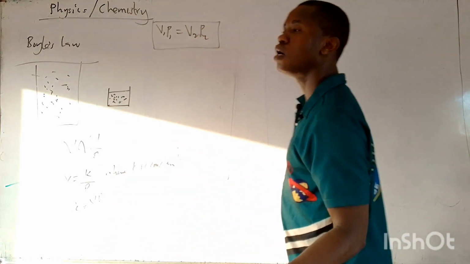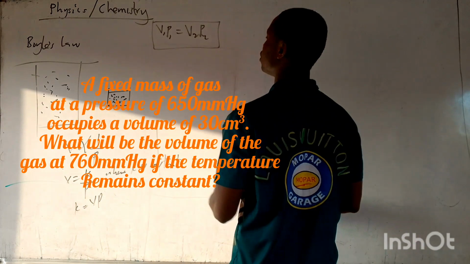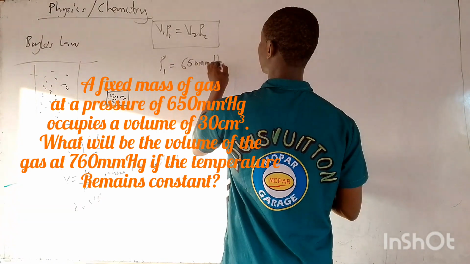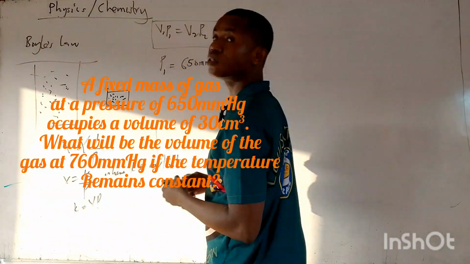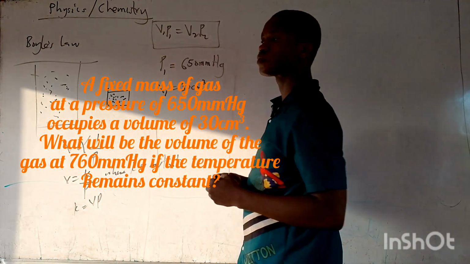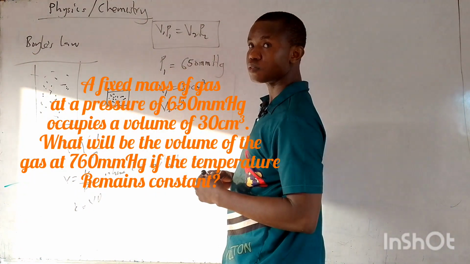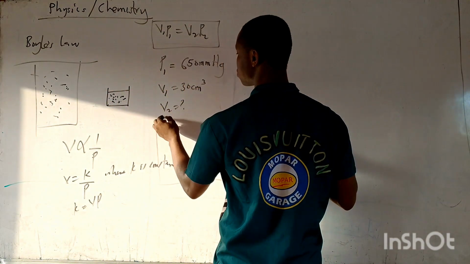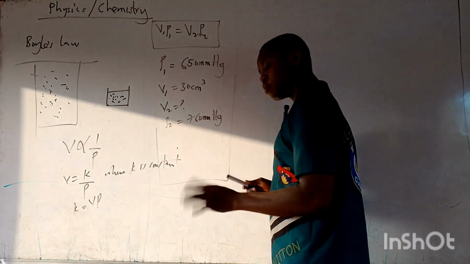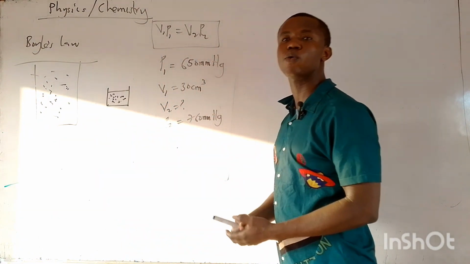A fixed mass of gas. That means P1 is 650 millimeter mercury, V1 is 30 centimeter cube, and we are looking for V2. P2 is 760 millimeter mercury, if the temperature remains constant. It's straightforward. Temperature remains constant, so we are applying Boyle's law.